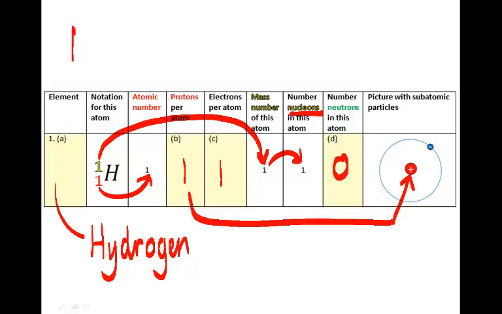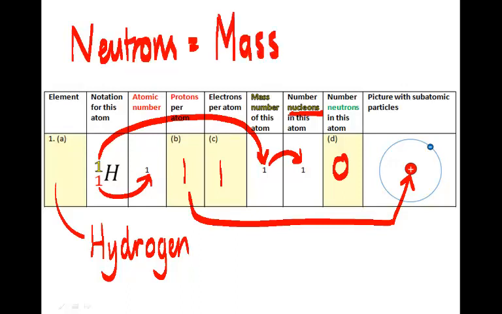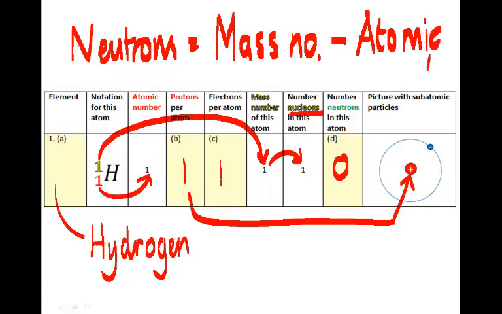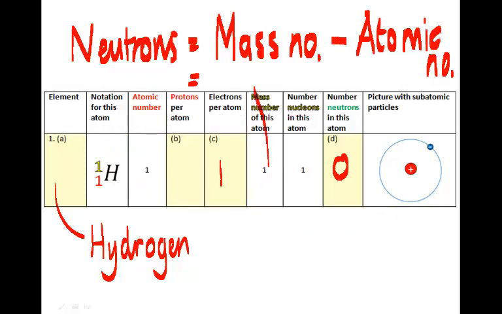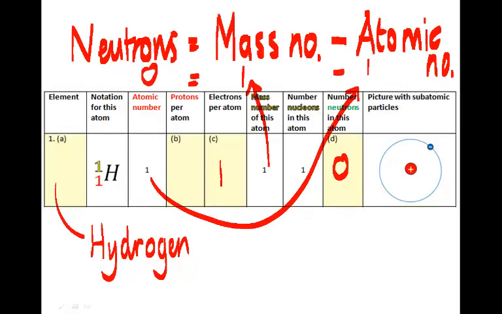Notice that we can calculate the number of neutrons by taking the mass number, which is also the number of nucleons, and subtracting the atomic number, which is the number of protons, because the number of nucleons less the number of protons must be the number of neutrons. So for example, here the mass number is 1. The atomic number is also 1. 1 minus 1 is equal to 0. There are no neutrons in this particular hydrogen atom. Some hydrogen atoms do have neutrons, but this one doesn't.